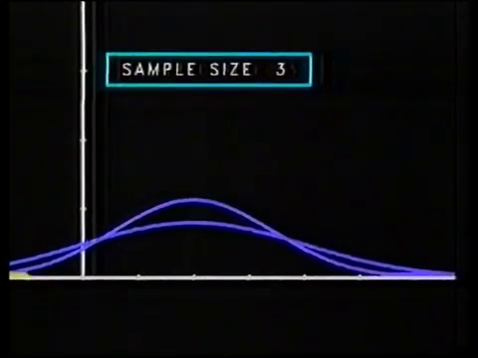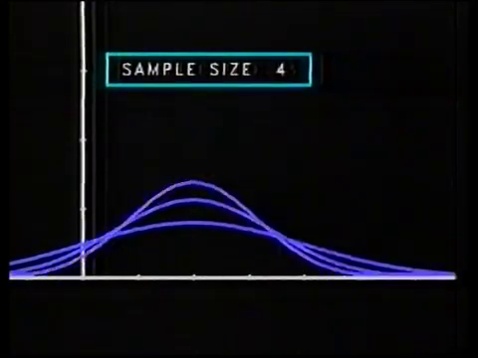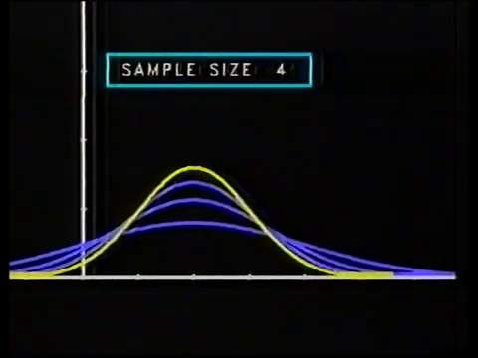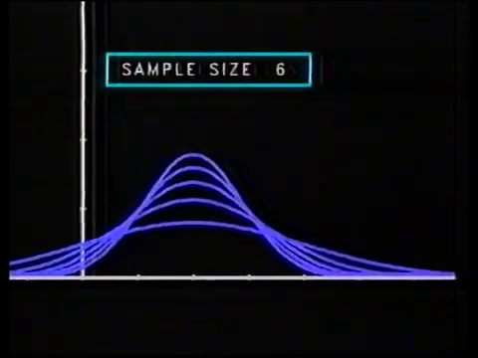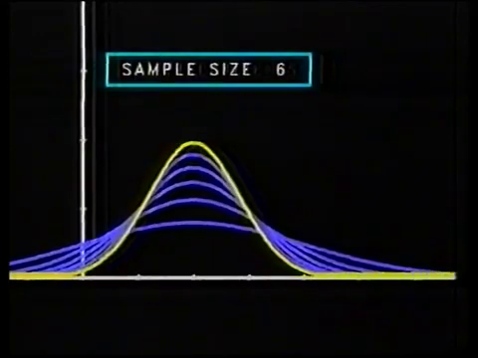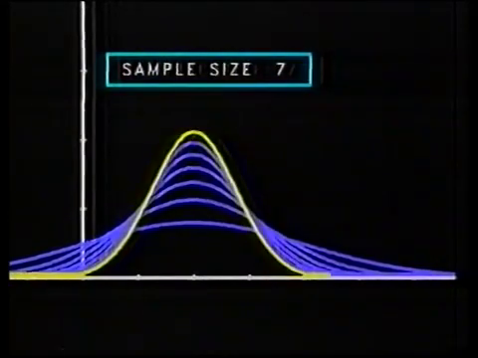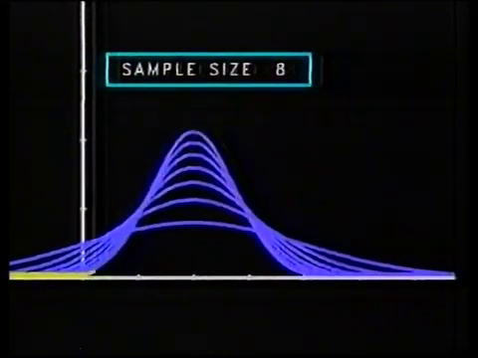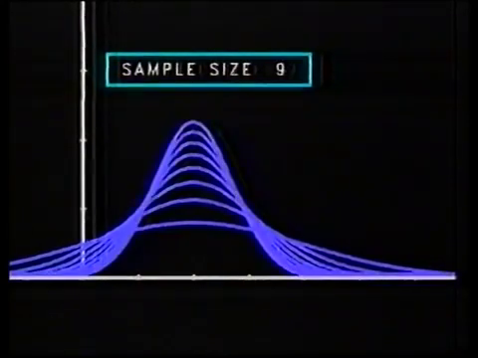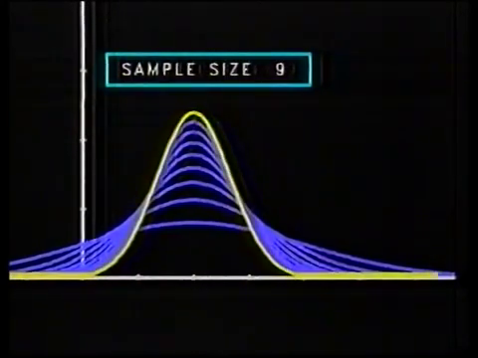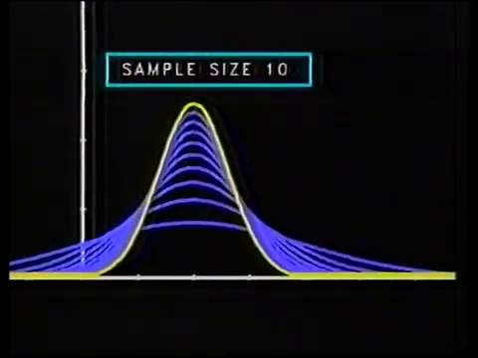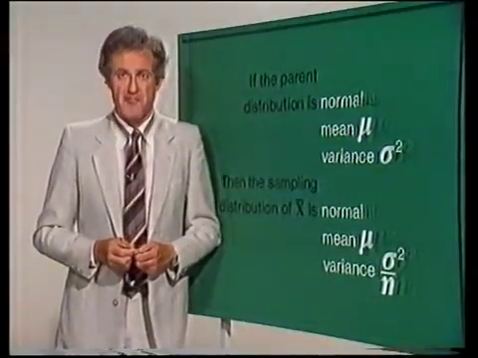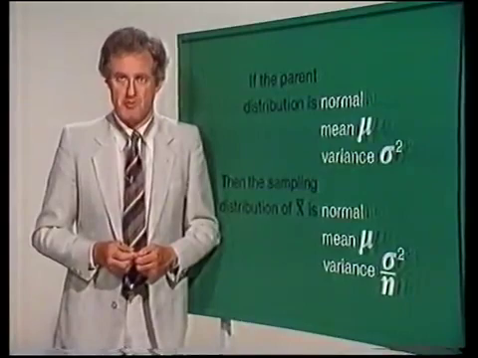If we continue increasing the sample size, the variance continues to reduce, but the mean of the sampling distribution remains the same. You can see that as the sample size gets larger, the sampling distribution becomes more and more concentrated about mu. That confirms the intuitive feeling that it's better to use a large sample than a small sample when we want information about mu. So that's what happens if the parent distribution is normal.